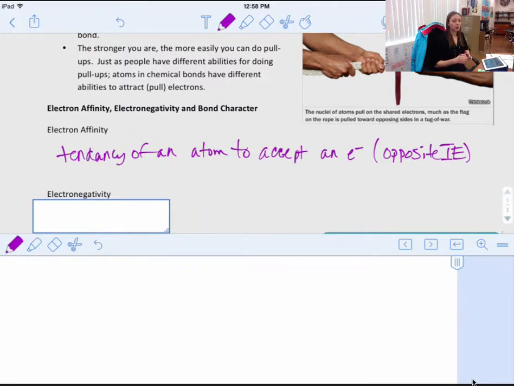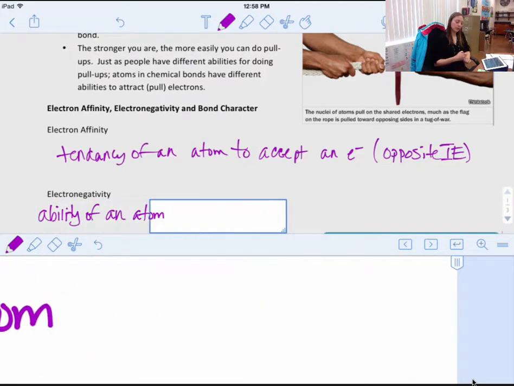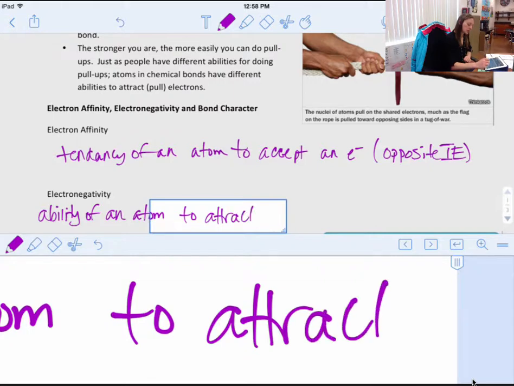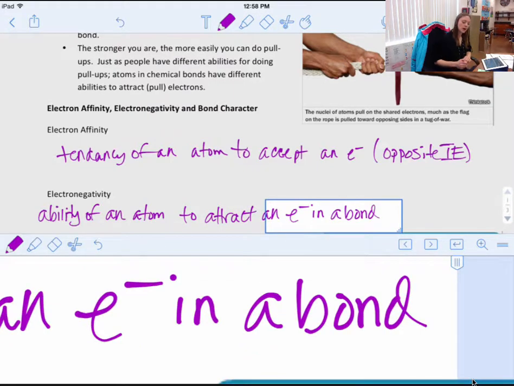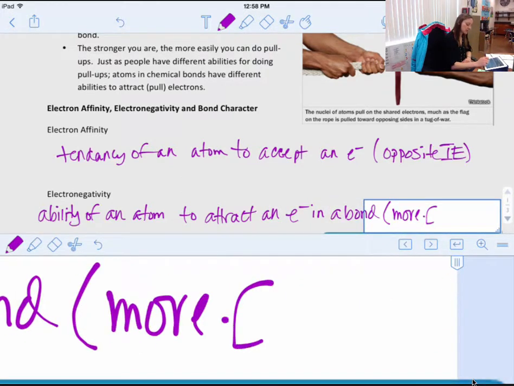Electronegativity is just the ability to attract an electron. So you're not actually accepting one from somebody else or receiving it. You're just kind of attracted to it a little bit more. So again, we're looking at the ability of an atom to attract an electron in a bond. Okay, if they are more electronegative, that means they have more pull. And I always do electronegative as En.